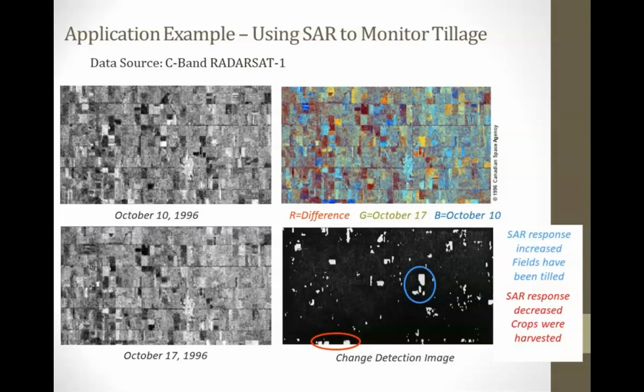What's circled in blue here, these are fields that have been tilled in that 7 day period. And we know that because the backscatter, the response in the radar has increased. So we can see increases in radar response because the fields have been tilled. Or we see some fields circled in red here where the response from the radar has decreased. And it's decreased because these fields have been harvested. So again, we can just use a simple change difference between two images to tell whether fields have been tilled or whether they've been harvested.